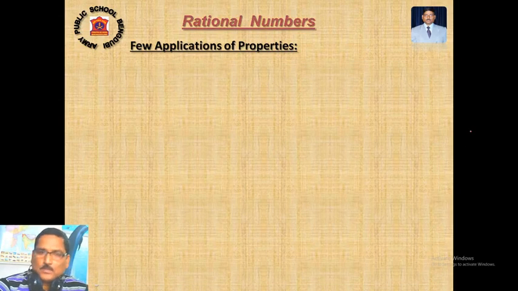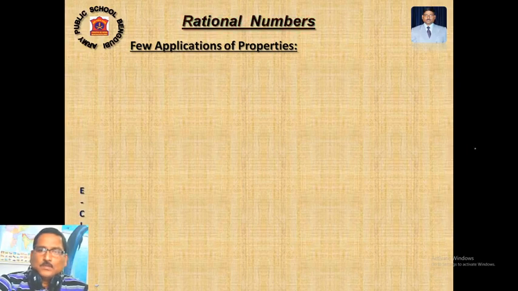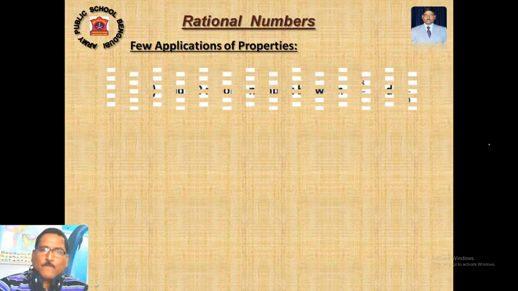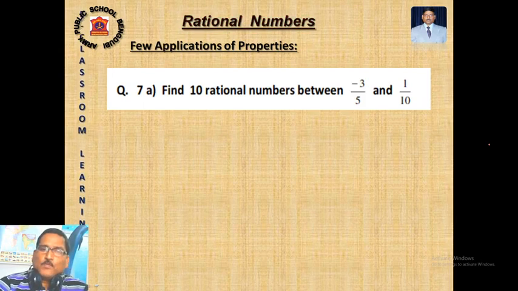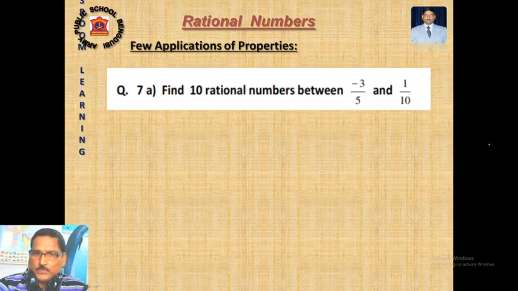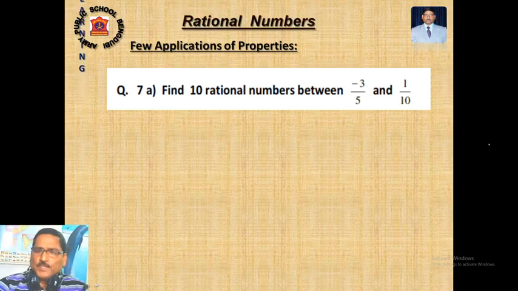Now next property is what? You find 10 rational numbers between minus 3 by 5 and 1 by 10. This type of question you have done in class 7 also. Same thing we'll be doing here also.